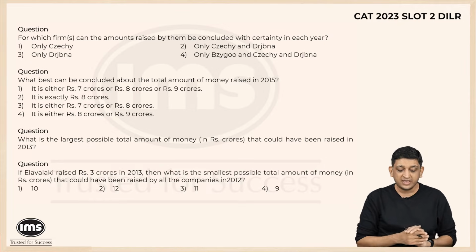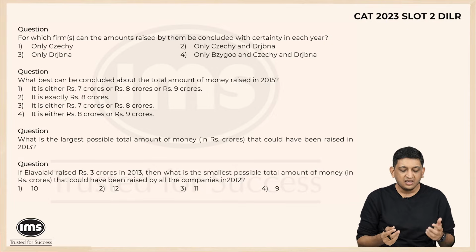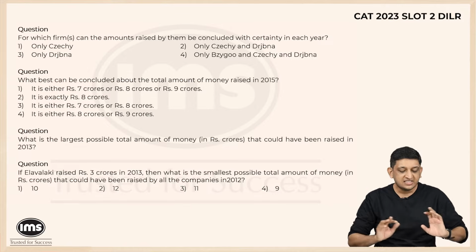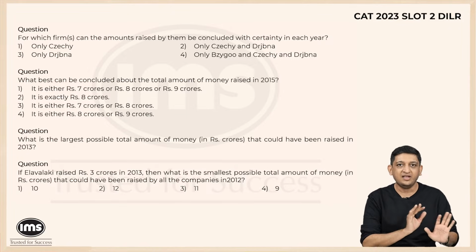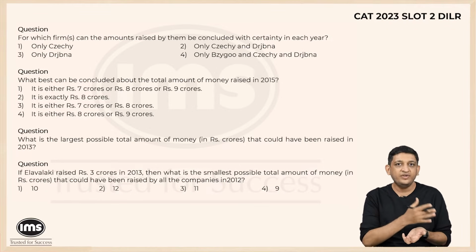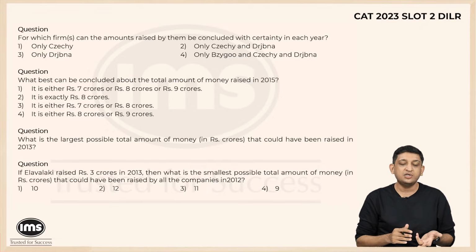What best can be concluded about the total amount of money raised in 2015? And again, one option is exactly 8 crores, but the others are either 7, 8, 9, and so on. So we know for sure that there is some angle of 8 crores involved here, but there could be a possibility that there are variable answers to this question. Similarly, what is the largest possible total amount of money? Again, a possibility based question.